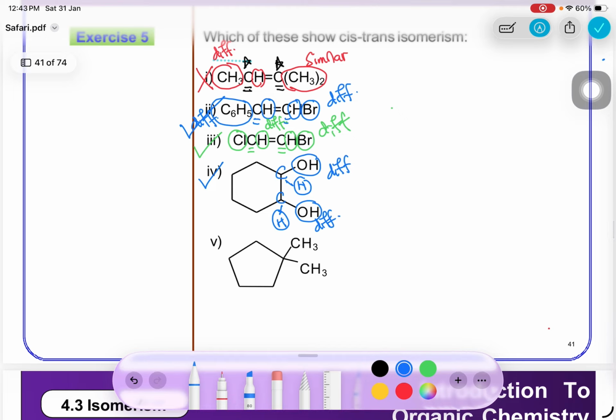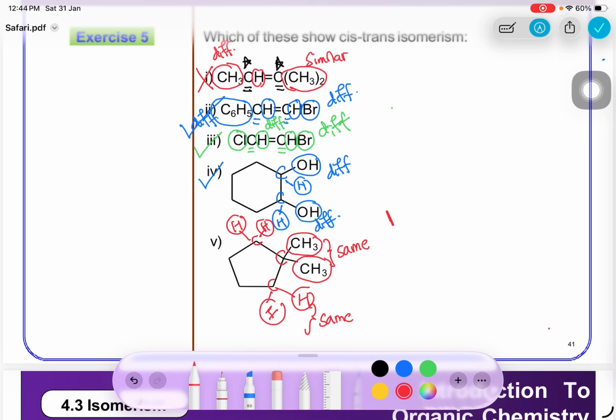Let's check the last compound, compound 5. This is the carbon, and we consider this the restricted carbon as well. This carbon consists of two groups, but both of them are CH3, so they are the same. Here also there are two bonds, which are bonded to hydrogen, two groups, both the same. If we look at this carbon, it also has another two groups, both of them hydrogen, which are the same. So this compound cannot show cis-trans isomers.